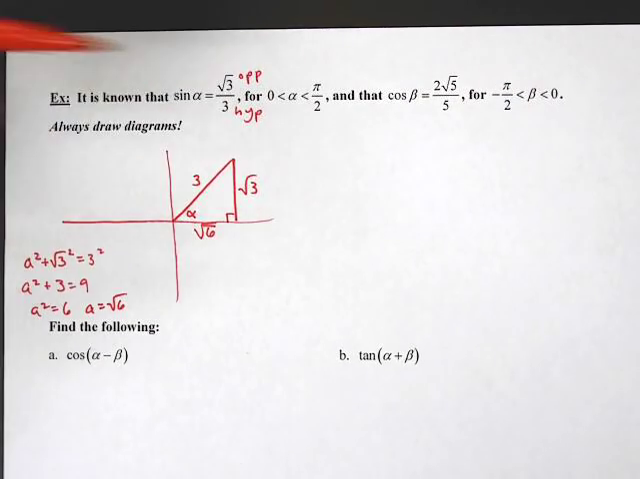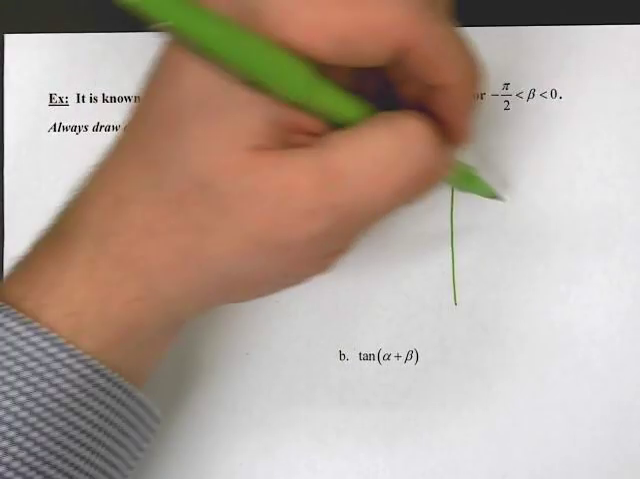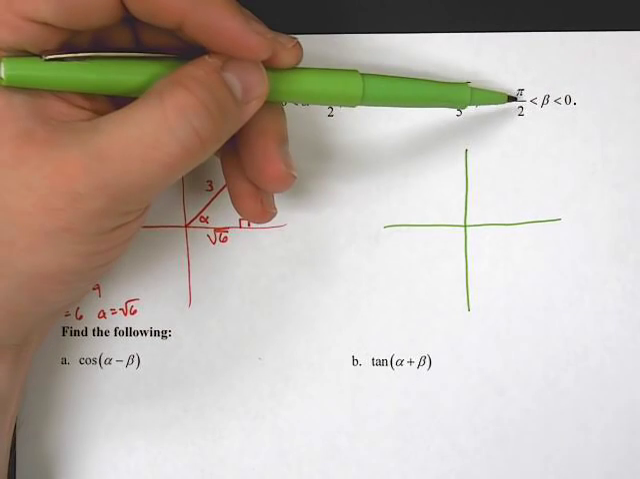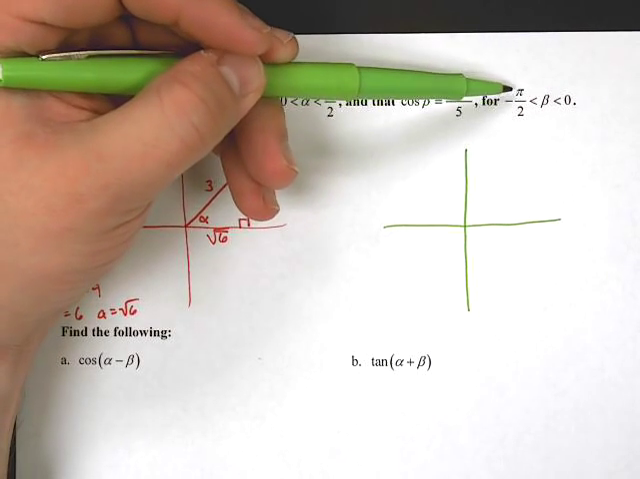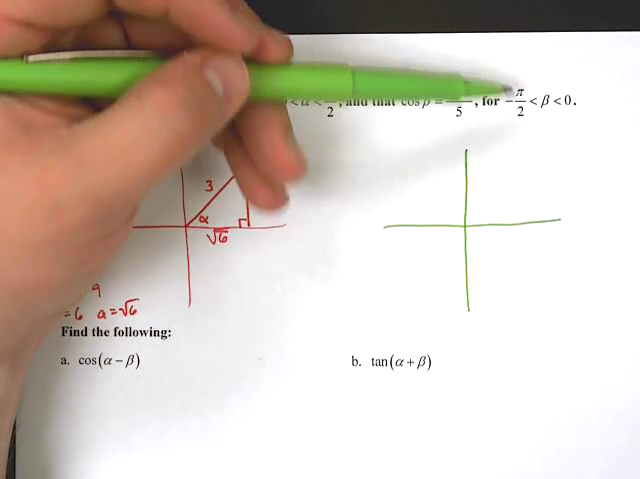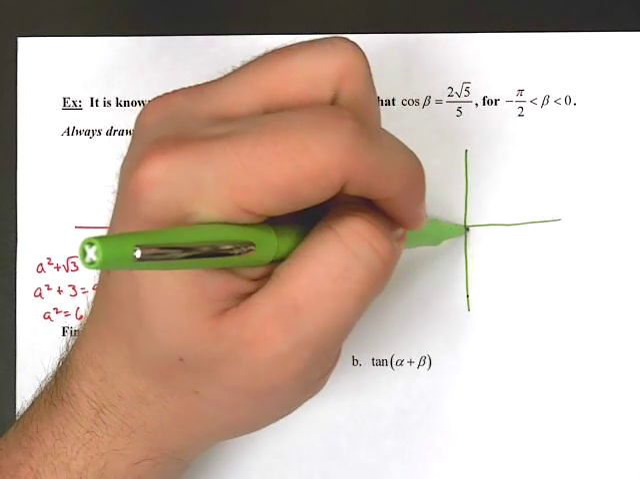For beta, we have options here. I'm trying to think if it might be easier. For beta, what I want us to do, okay, so first thing, I know I have to be in quadrant what? If I'm going from negative pi over 2 to 0, beta has to be between negative pi over 2. Well, that's down here, and 0 is here. Okay, so I know I have to be in quadrant 4. That's good.